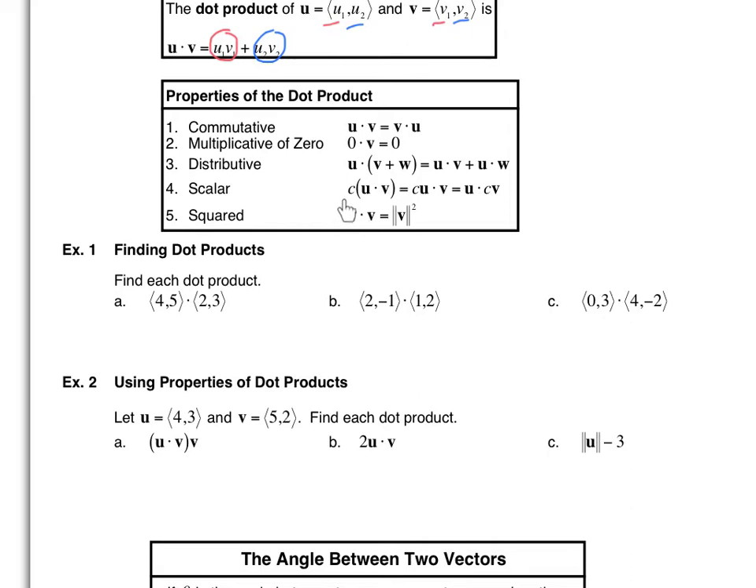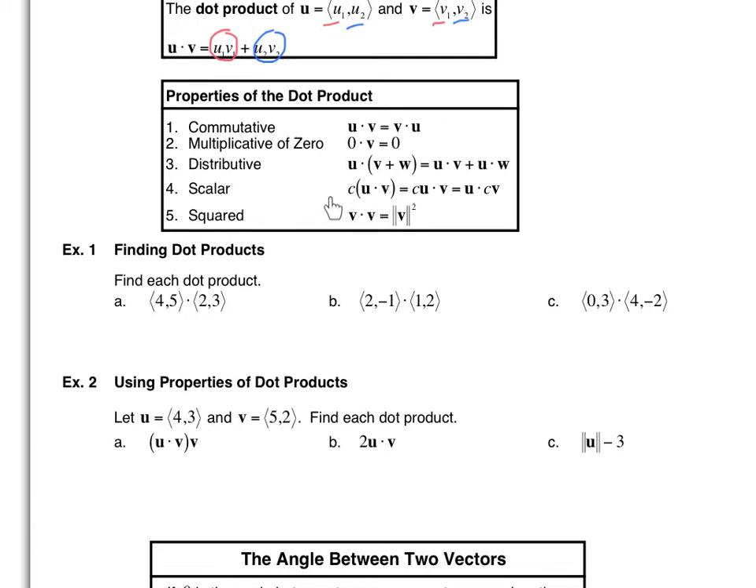Then we can have a scalar, just a number out here that we're multiplying to the dot product. You can take that scalar number, it can be any number you can think of, other than 0. I guess you could use 0. What if it were 0? What would be your answer? What's 0 times any product? 0. So you can multiply the c to the u, but not to the v.